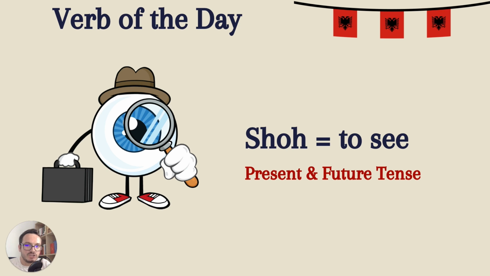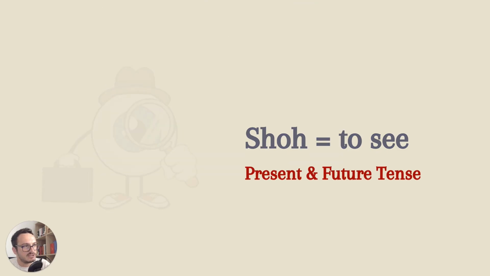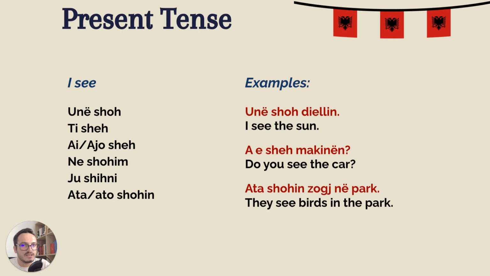Today's verb is shoh, meaning to see. We will conjugate it in the present and future tense and use it in some examples. Let's get started. In the present tense, I see, unë shoh, I see.